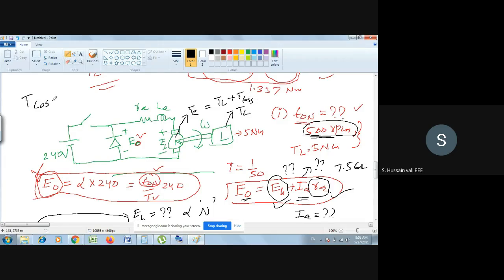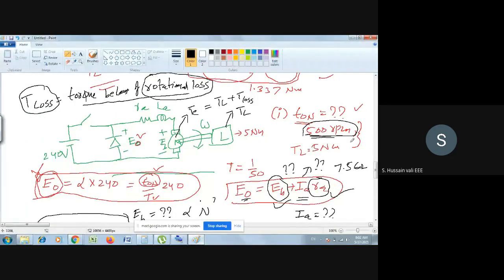Torque because of the rotational loss. So it means to find out T loss, what we need to find out? We need to find out rotational loss.